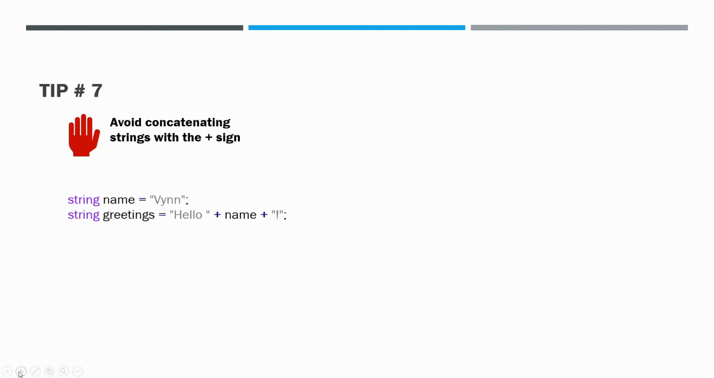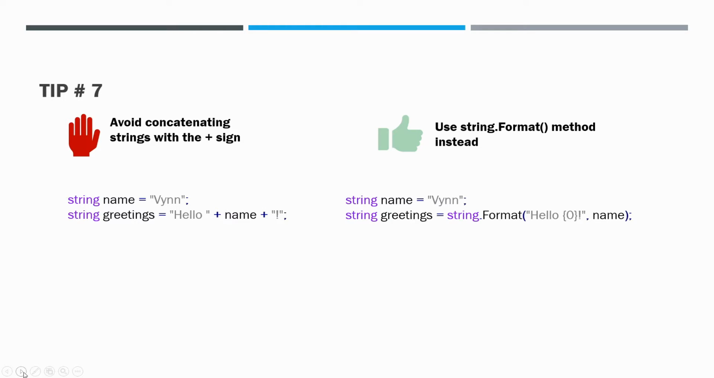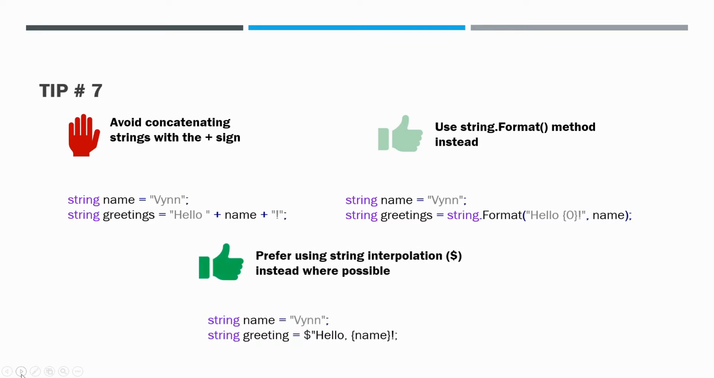Tip number 7. Avoid concatenating strings with the plus sign. Instead, use string.format, or prefer using string interpolation where possible. This way it's more concise, fluid, and clean, which makes it easier to understand.